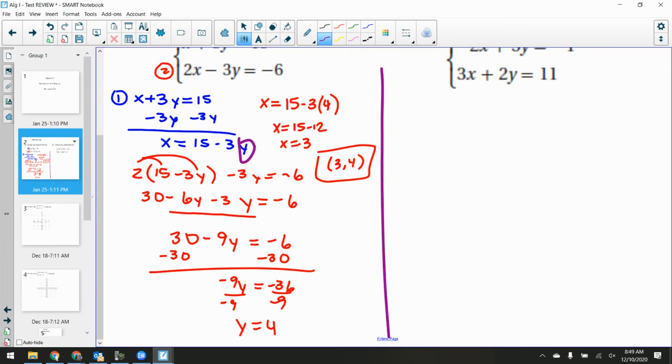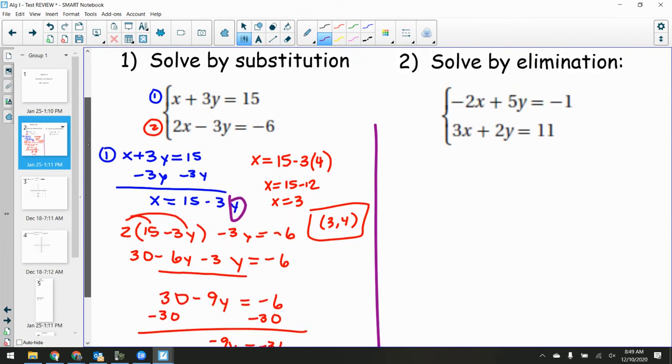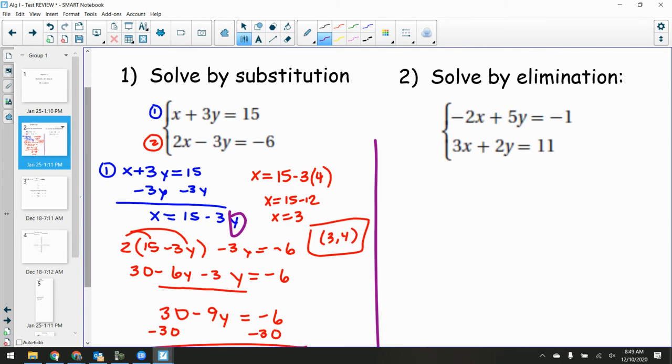Okay. All right, let's take a look at the next one here. I want to solve this by elimination. So what do I want to eliminate, x's or y's? I would like to eliminate x's because one's negative, one's positive. I'm not going to have to multiply by a negative here. That would mean I would multiply the top by 3 and the bottom by 2, to get them both to be 6.